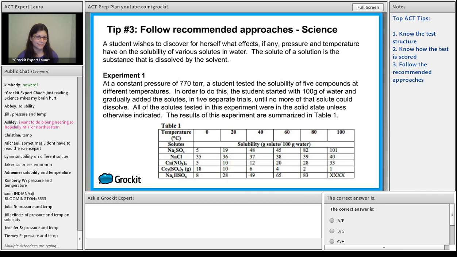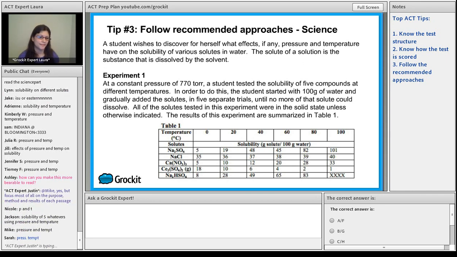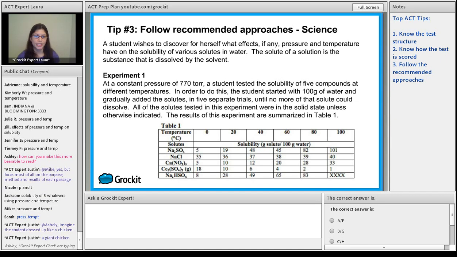Now we're ready for experiment 1. Go ahead and read through experiment 1, and we're looking to label independent and dependent variables.